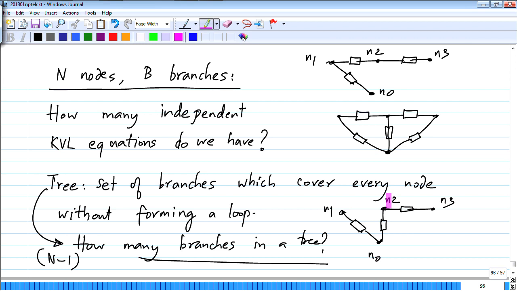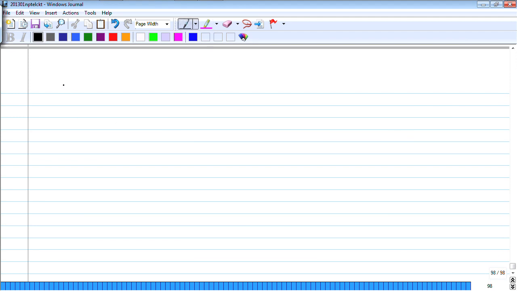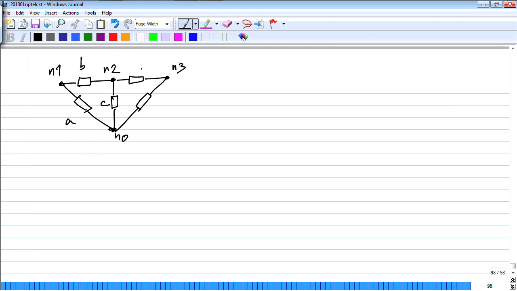Now, once you have a tree, it's very clear that if you add any more branches, if you add one branch, so you have a tree already. So let me redo this by numbering the branches. Let me redraw the circuit. I'll label the nodes N0, N1, N2, N3, and I'll call the branches A, B, C, D, E. Okay, there are 5 branches in this circuit. Now I'll identify a tree. This is my tree, N0, N1, N2, N3. And this particular tree I have chosen has these branches A, B and D.